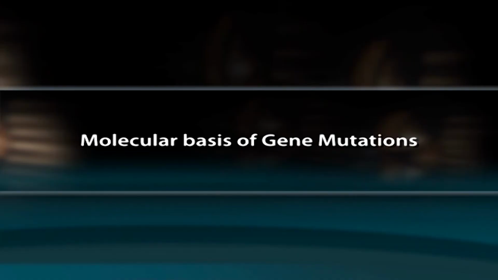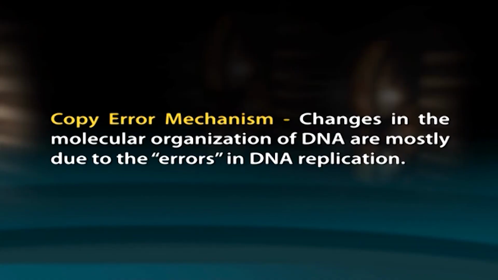Molecular basis of gene mutations. Gene mutations essentially involve abnormal alterations in the molecular organization of genomic DNA. Changes in the molecular organization of DNA are mostly due to errors in DNA replication. This is commonly called the copy error mechanism.